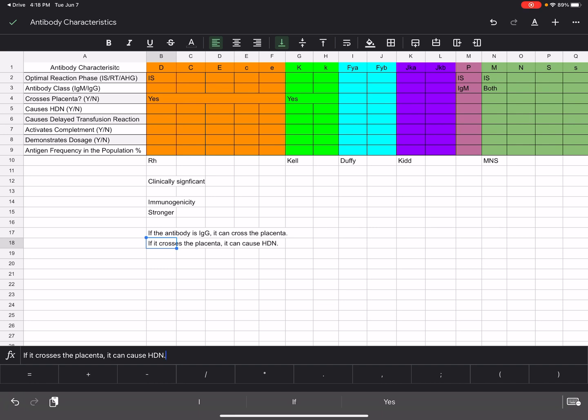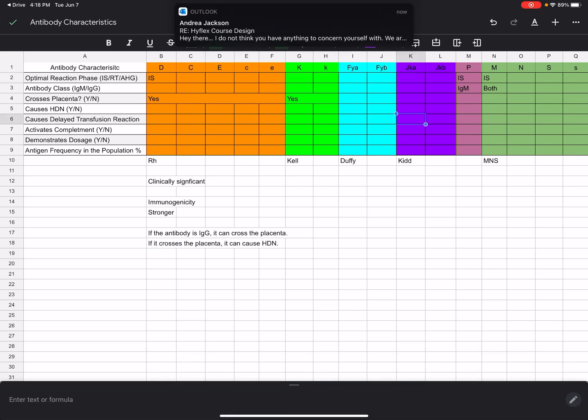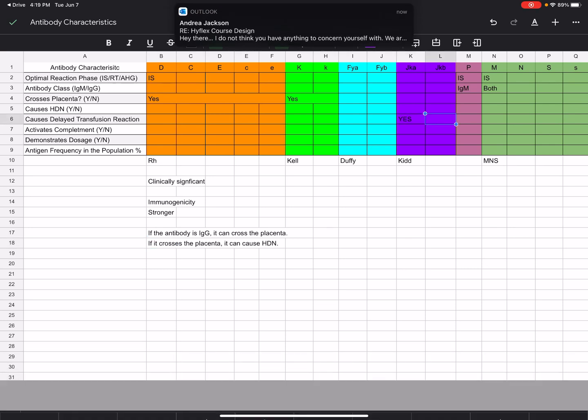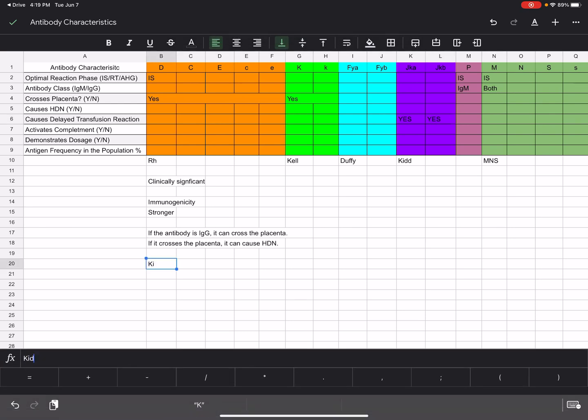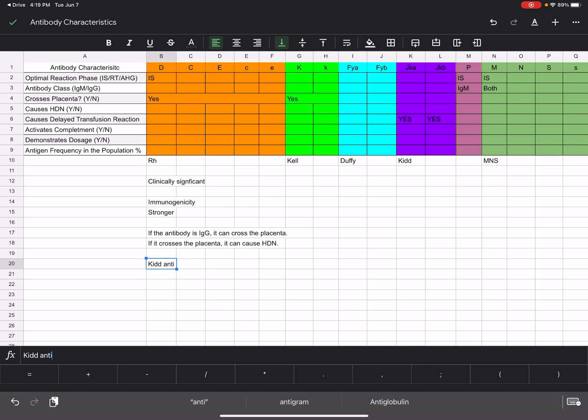Can it cause a delayed transfusion reaction? One of the main ones that causes this are the Kidds. And we consider the Kidds to be transient. Kidd antigens, actually Kidd antibodies, are transient. They can come and go. All right, so that's very important when we're talking about ruling in and ruling out different things.